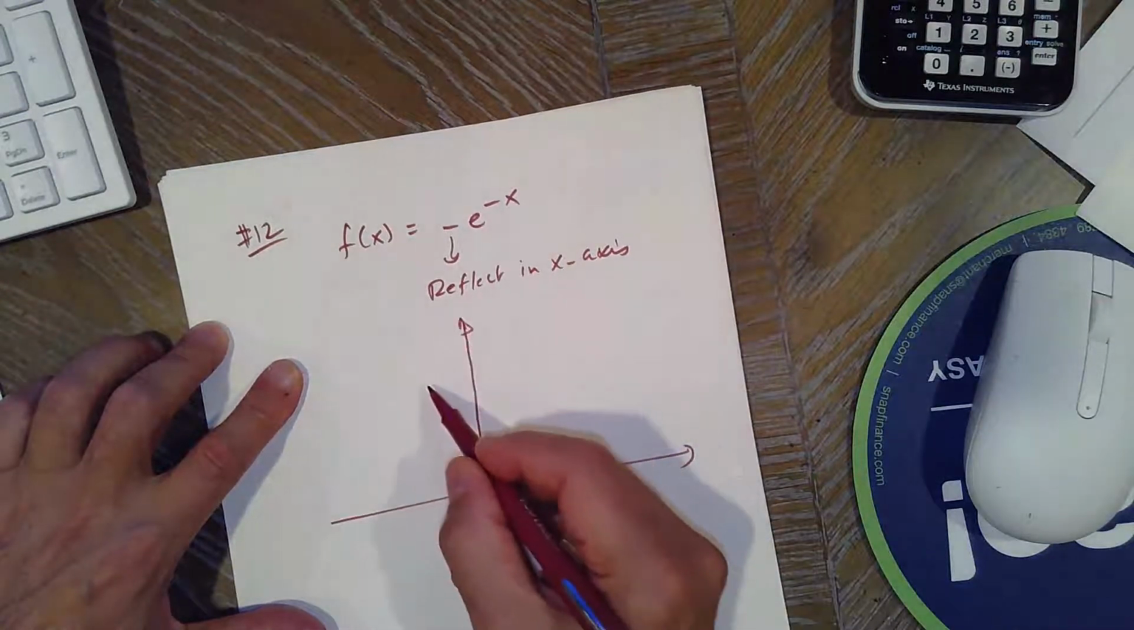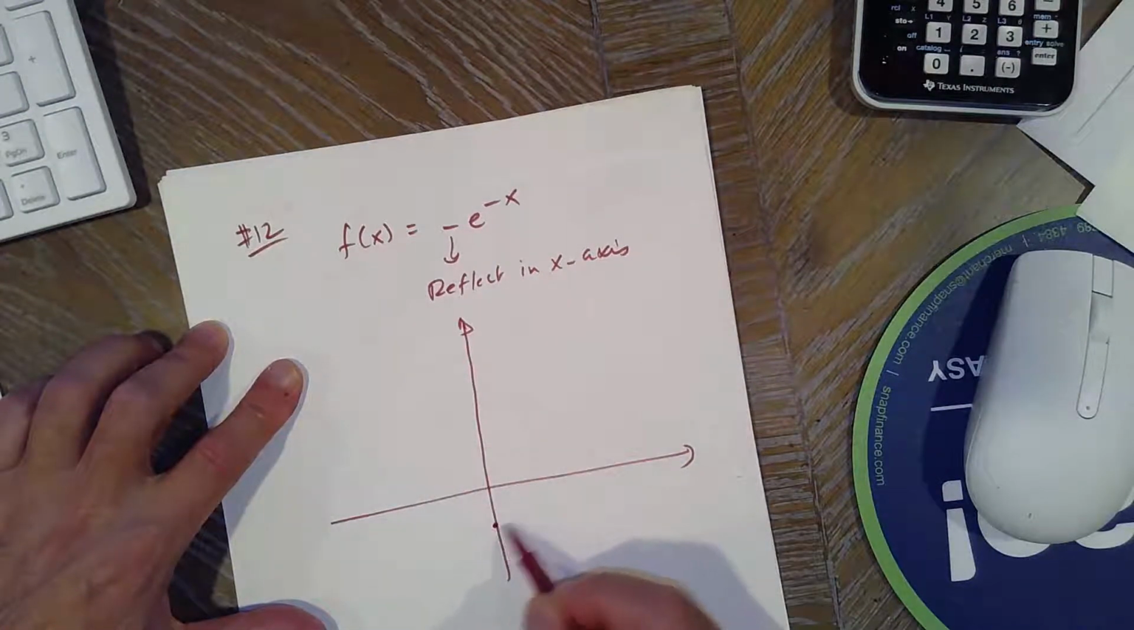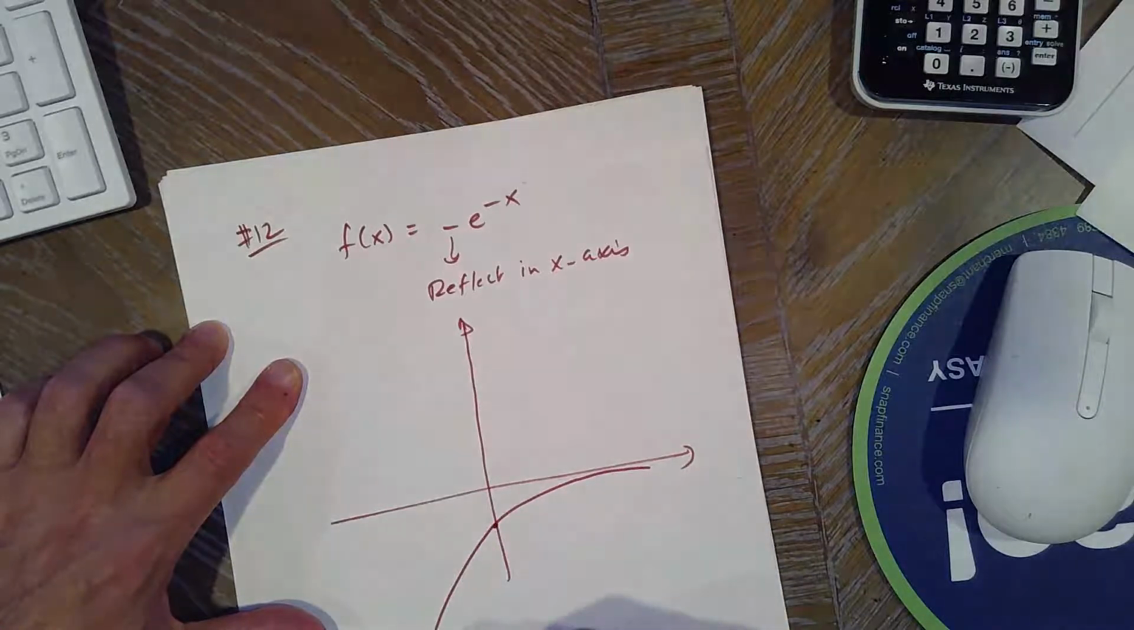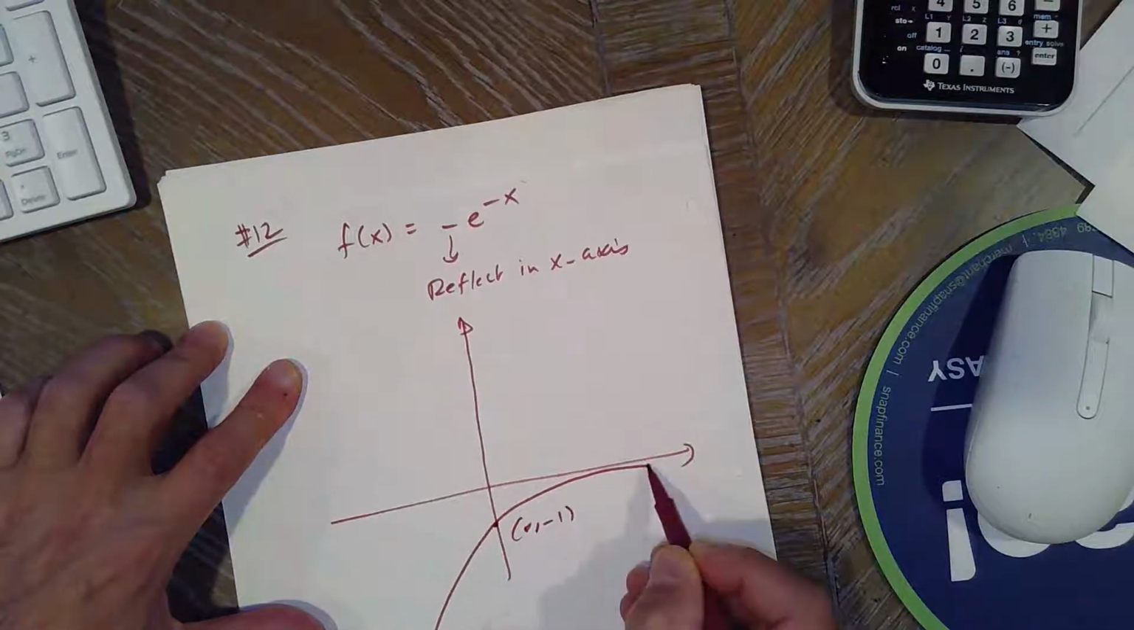So it's the dk reflected in the x-axis, so it'll be this, 0, negative 1. Okay?